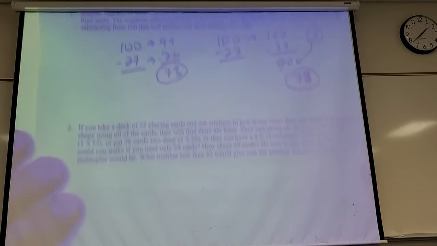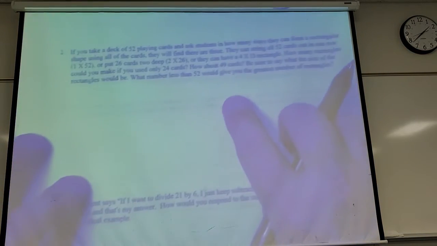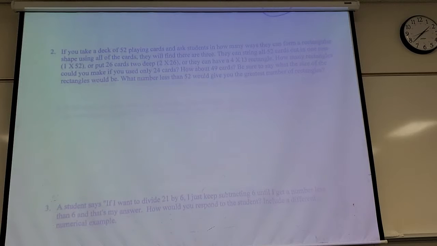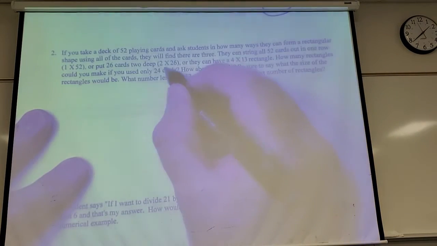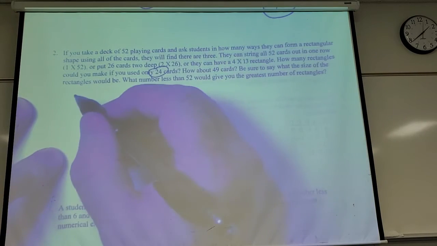Okay. Now, this one tripped a lot of people up, but I think you might have overheard me, or maybe some of you guys figured this out. This is really just asking you to factor these things, correct? This is a sneaky way to bring up the topic of factoring without saying the word factor. So they do 52 for the most part, and then they ask you about 24 cards. So it's really just how many ways can you factor 24, right?